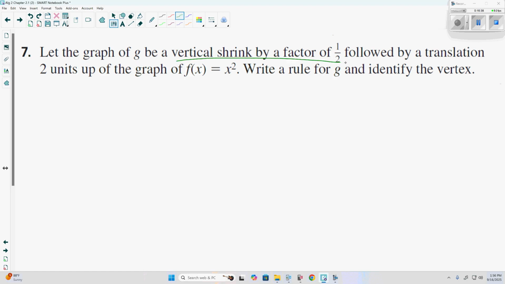So this time, we only have 2 transformations. So vertical shrink, bless you. Our general form for this here is a times f of x, where a is the amount that we're stretching or shrinking the function by. So what would our value of a be? A in this case would be 1/2.